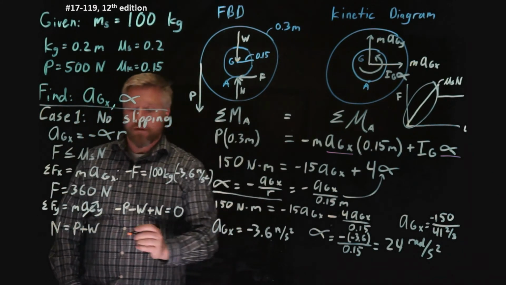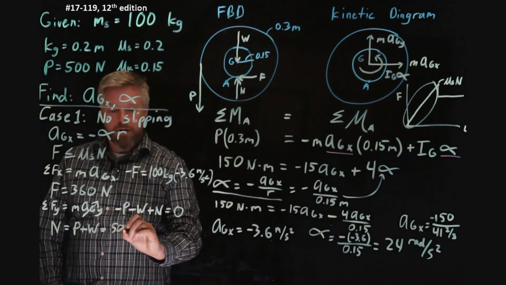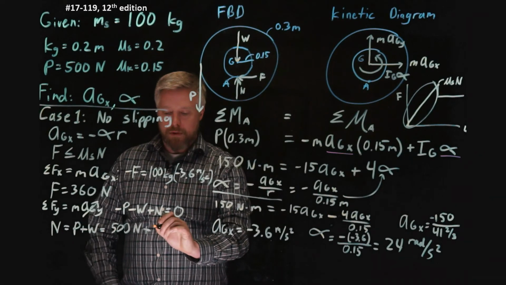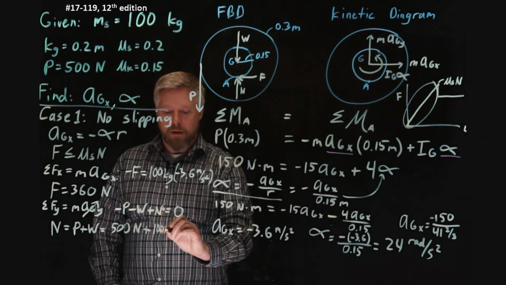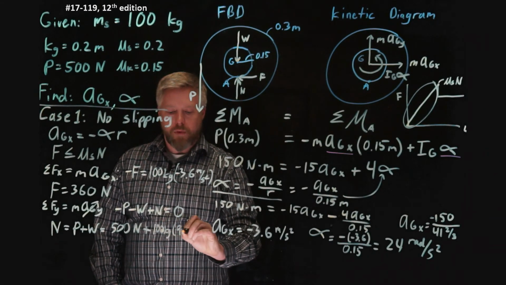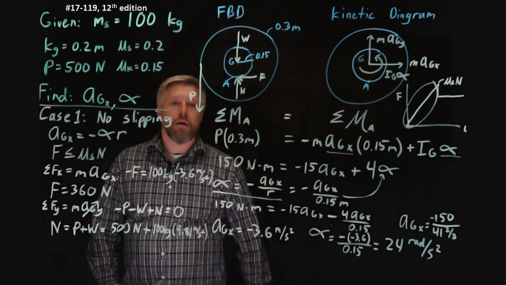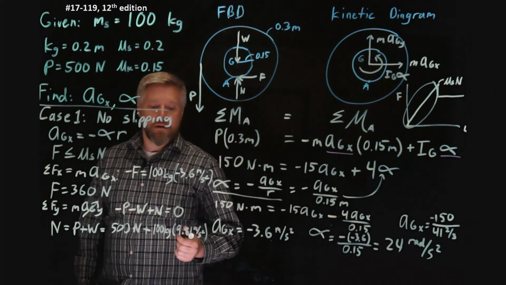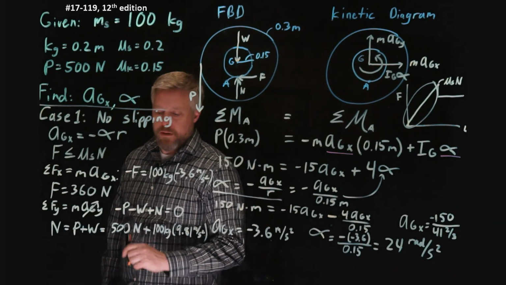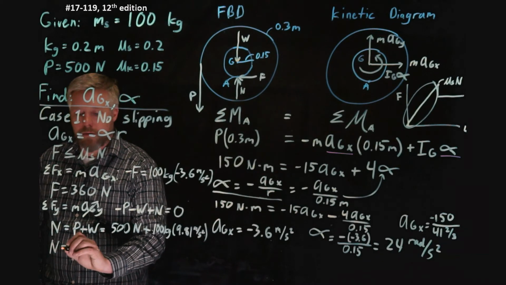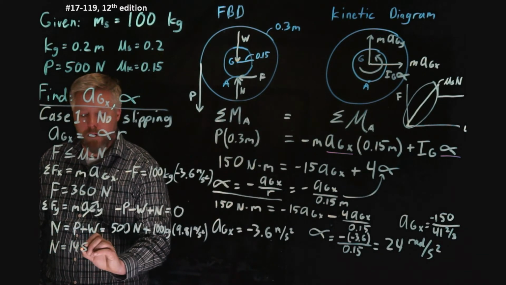Both givens, that's going to be equal to 500 newtons plus our W, which is mass times gravity, 100 kilograms times 9.81 meters per second squared. Okay, so that ends up being 981 plus 500. So our normal force is equal to 1481 newtons.